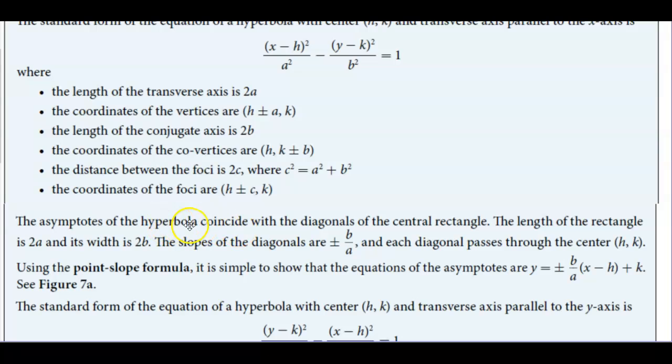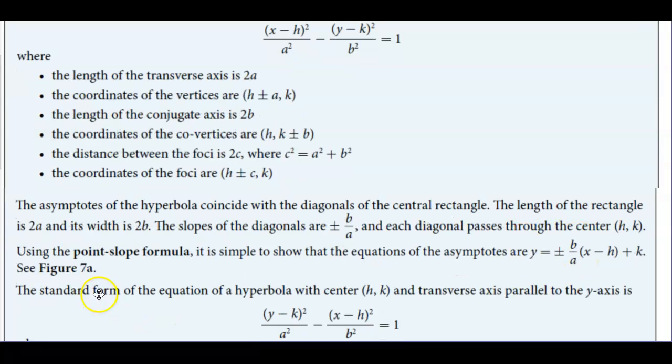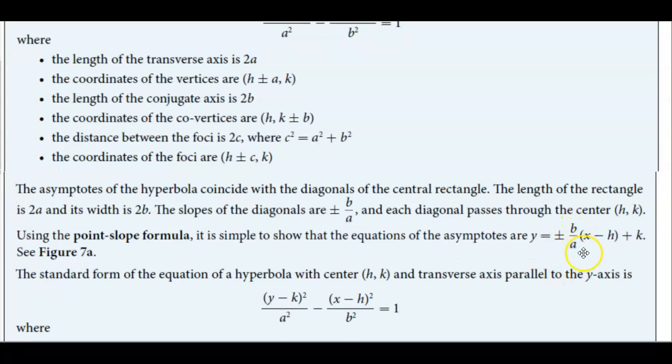Now the asymptotes of the hyperbola coincide with the diagonals of the central rectangle. The length of the rectangle is 2a and its width is 2b. The slopes of the diagonals are plus or minus b over a, and each diagonal passes through the center (h, k). You're going to use the point-slope formula, and it is simple to show that the equations of the asymptotes are y is equal to plus or minus b over a times (x minus h) plus k.